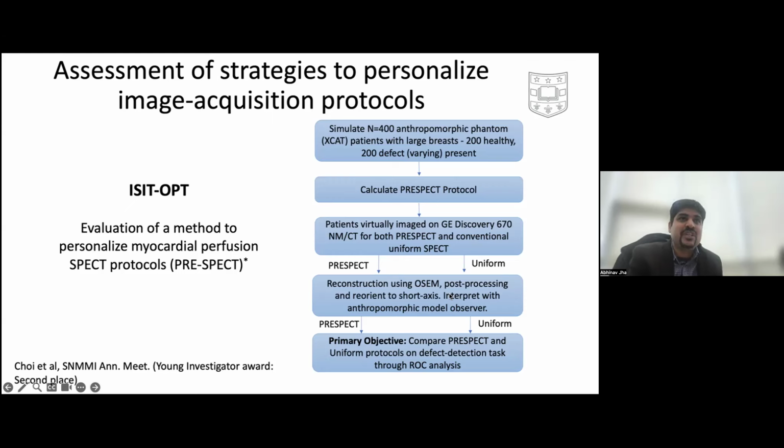Then we reconstruct the images and study the power of the study to the primary objective of comparing the personalized versus the one size fits all protocol for defect detection tasks through ROC analysis. From our results, we observed that there was meaningful improvement in performance. This work was presented at the SNMMI annual meeting as an abstract. I'm happy to share the link. Is this personalization of acquisition or reconstruction?